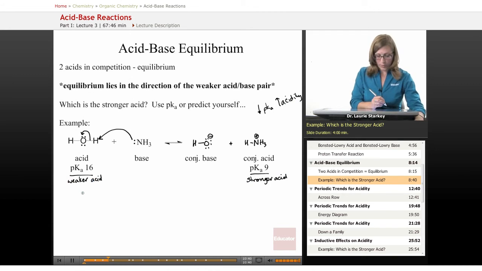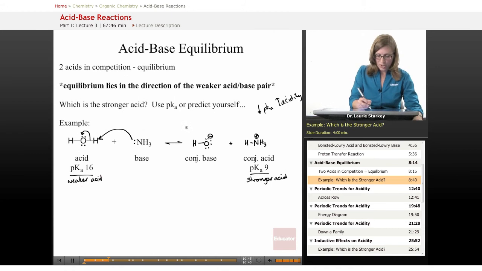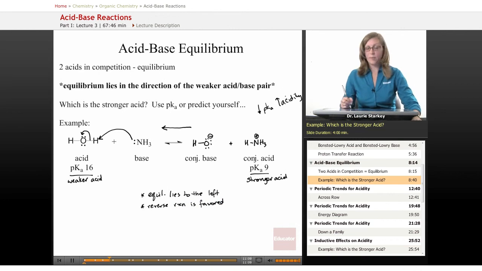So where does the equilibrium lie? It lies in the direction of the weaker acid-base pair. So it's going to be going from the stronger acid to the weaker acid. The equilibrium lies to the left. This is one way to describe that. You could also say that the reverse reaction is favored. Okay, and we can make that conclusion simply by comparing the two acids.